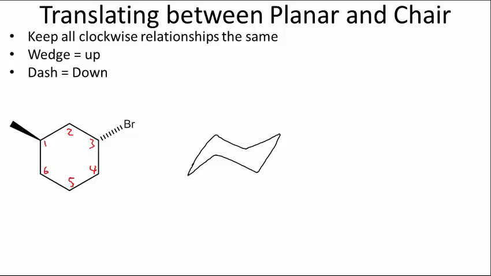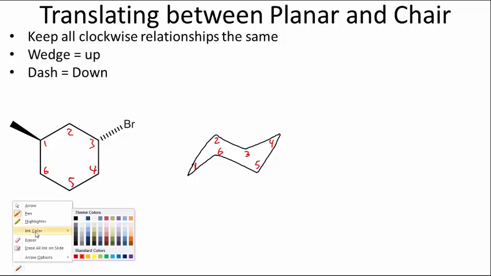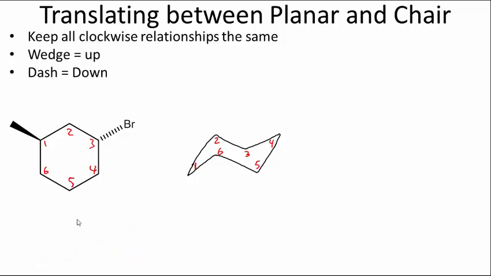It's really up to you. I'm probably going to choose to call number 1 my left-hand carbon and then go around clockwise. So this would be 2, 3, 4, 5, and 6. So on carbon 1, there's a methyl group. It's a wedge, so it's going up. On carbon 1, is up axial or equatorial?